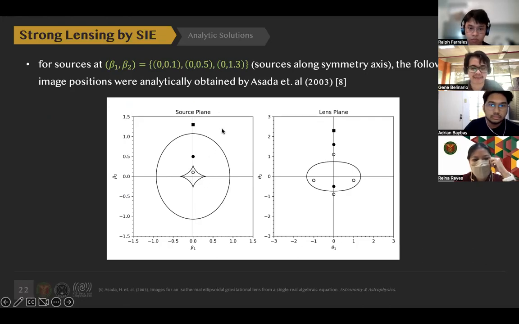By the way, I forgot to label this one. But in the source plane, the lines you see here are the caustics, or the positions where the source will have infinite magnification. So these are the three regimes. This case is the regime inside your inner caustic. This one is between your inner and outer caustic. And this is for sources outside the caustics.